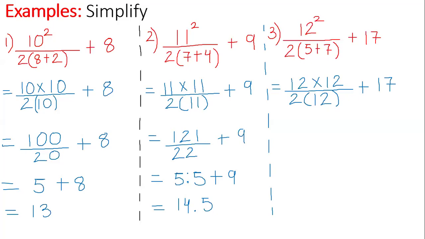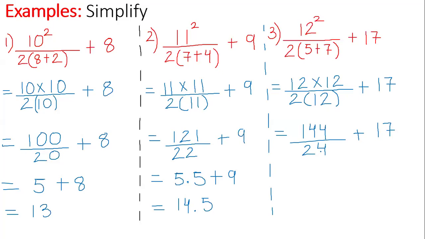So what we're gonna do at this point? We have 12 times 12. What is 12 times 12? That's 144. 144, all over. What is 2 times 12? 24. Plus 17.